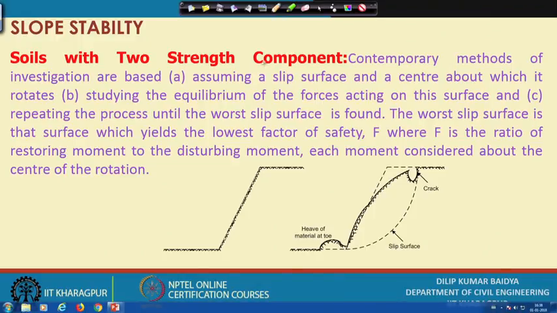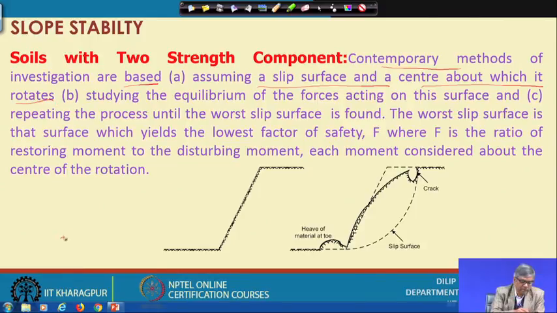So, we can see the contemporary methods of investigation based on assuming the slip surface and a center about which it rotates. For granular soil we considered a planar slope, where the failure plane is parallel to the slope at some depth. But when soils possess cohesion and friction, the failure surface will not be planar; it is something like this shown here.